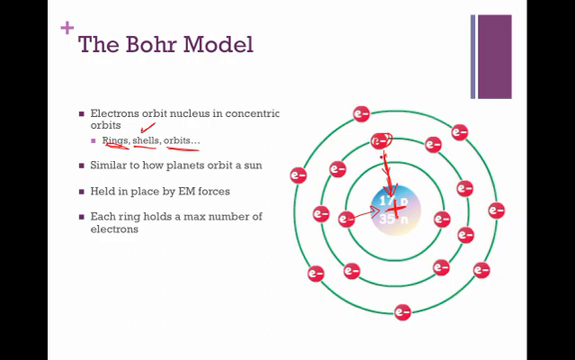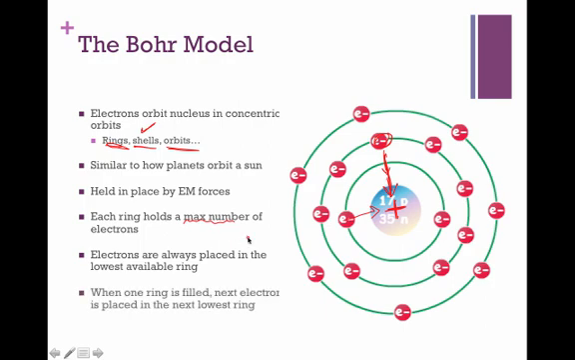Each of these rings represents a place where electrons can orbit the nucleus, much like planets orbiting in different rings. Each of these rings has a maximum number of electrons that it can hold, and we'll talk about that more in a second. When we place electrons in this model, they're always placed in the lowest available ring first, and then we move towards the outside as those maximum numbers are reached. As I already said, when one ring is filled, we move on. The next electron is placed in the next lowest available ring.